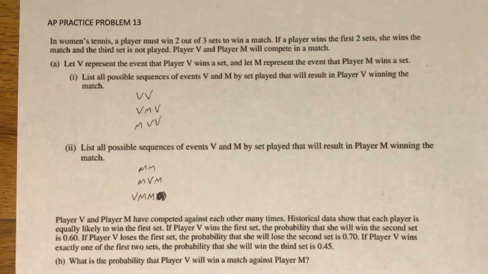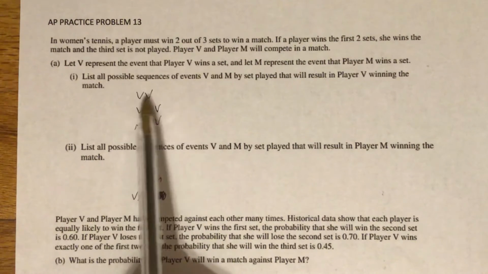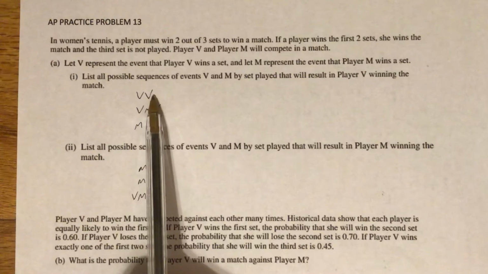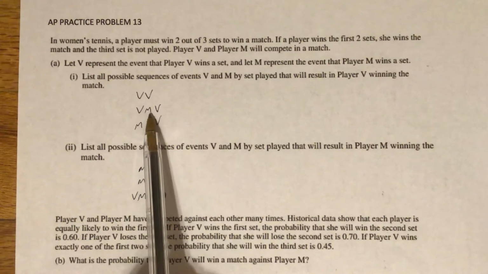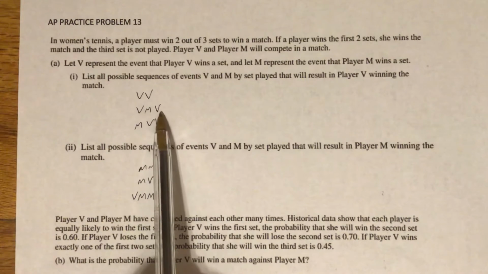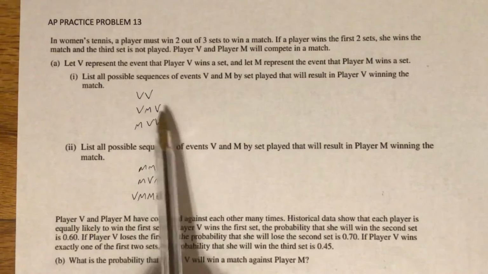If you're player V, the first scenario is that you just sweep. You win the first 2 matches and it's over. That'd be nice. Player V could have also scenario 2 where they win the first one, then they lose the second one, and then they get the victory in the next one. So basically it's tied, and then they win that third one, so they win the whole match.